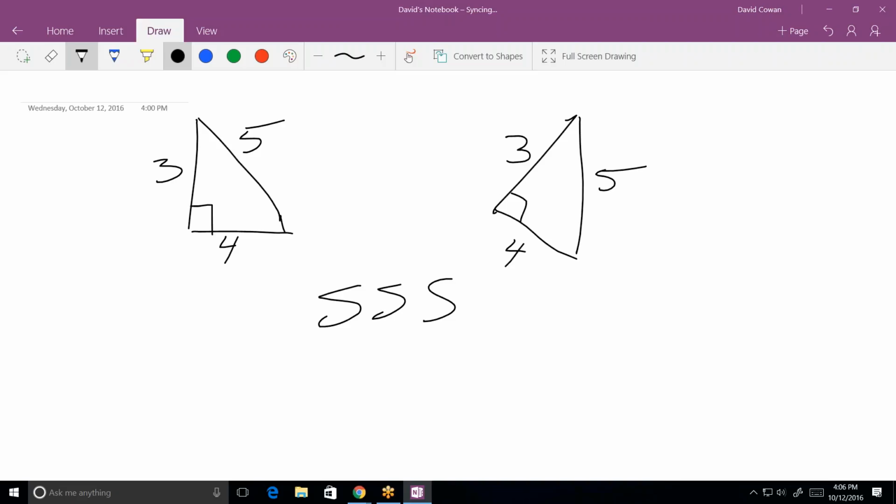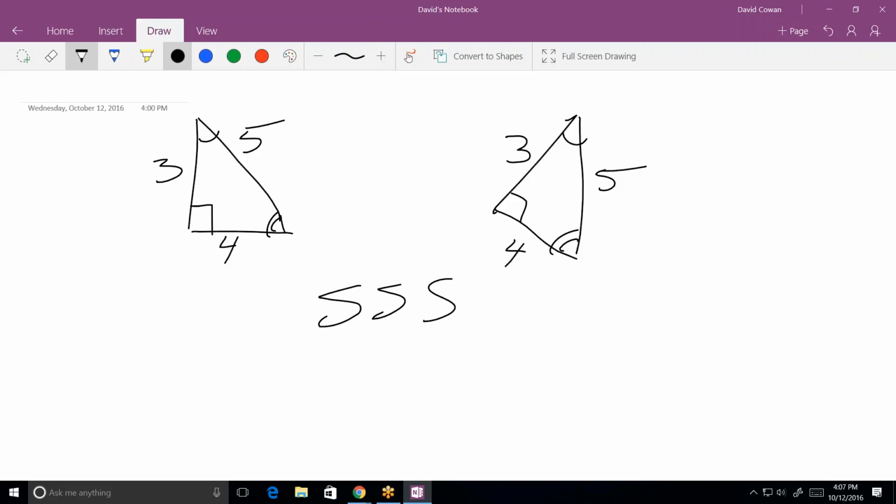Always, no matter what. You cannot have three sides that are the same without the three angles being the same. In other words, this angle is also equal to that angle, the right angles are equal, and that angle is equal to that angle. So having three angles and three sides makes for congruency.